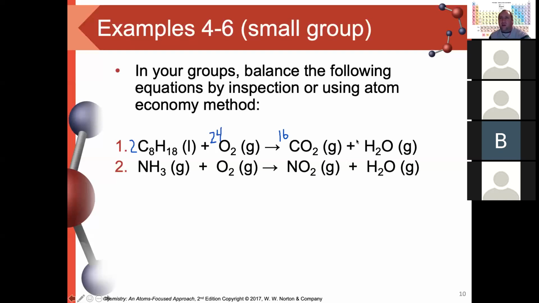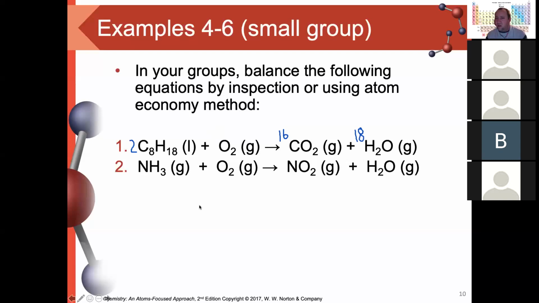Okay, so I think this is where we're running into problems. Let's clear this and come back to that later. Okay, so if I double the octane, if I double C8H18, 2 times 8 would mean I need 16 carbon dioxides because I need 16 carbons, right? Mm-hmm. 2 times 18 would mean I need 36 hydrogens, which would mean I would need 18 waters. 18 times 2 gives me 36.